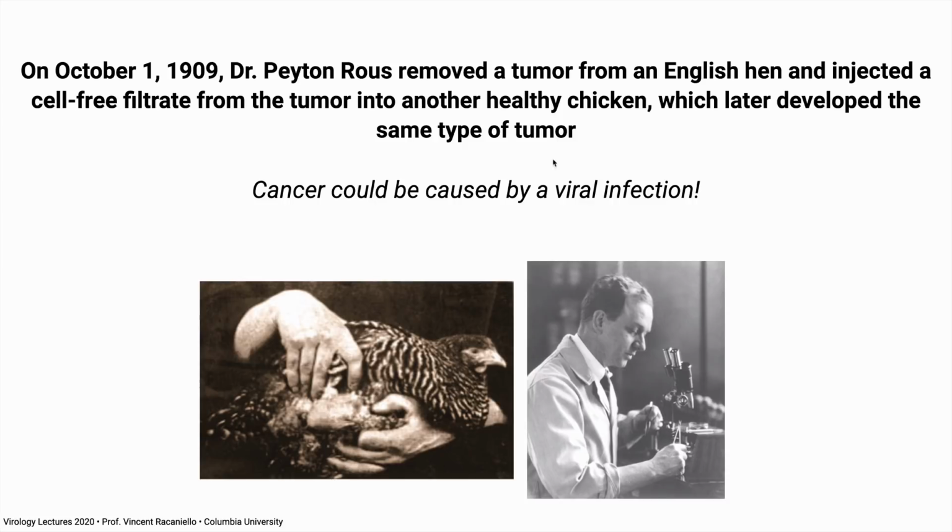So he took off the tumor, he ground it up, he filtered it. So by now, 1909, we know about filterable viruses. And he injected the filtrate into another chicken, and that chicken developed the same kind of tumor. This was a sarcoma, a solid tumor. First time showing that a solid tumor could be caused by a viral infection. Actually, leukemia had the year before been shown to be caused by viruses, but no one thought that was an actual cancer. So Rous got the credit for that initially.